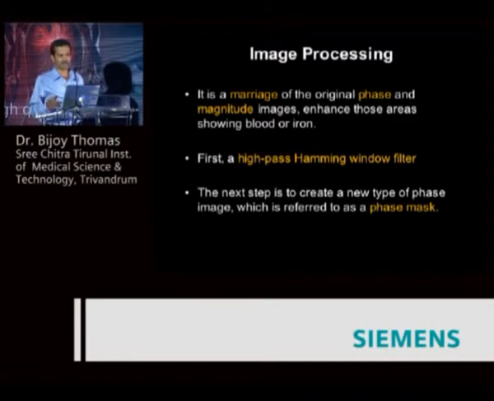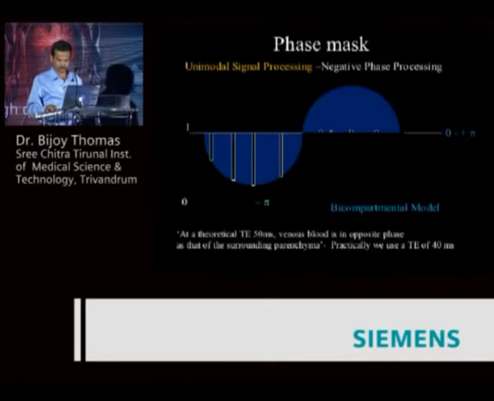You use a Hamming window filter in order to filter away the gradient fields, the inhomogeneities, and the next step is creation of a phase mask, which is the most unique technique. As radiologists, you are the cream of the society, you understand physics, that's why I have to go into a little bit of detail of this, though it may be slightly boring. So what is phase and this unimodal signal processing? It's a negative phase processing.